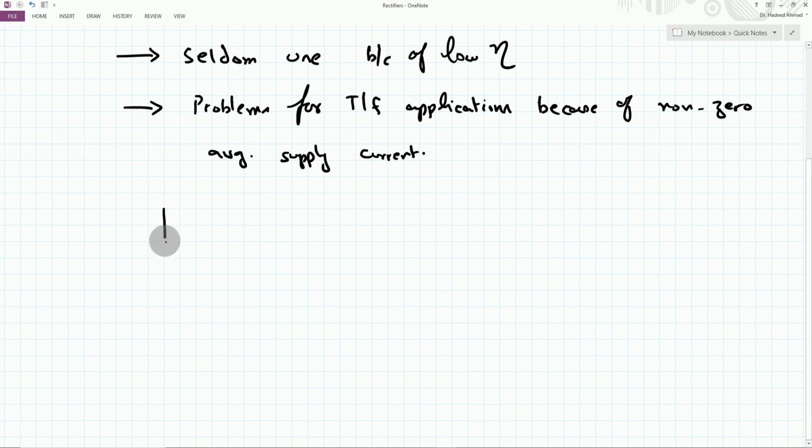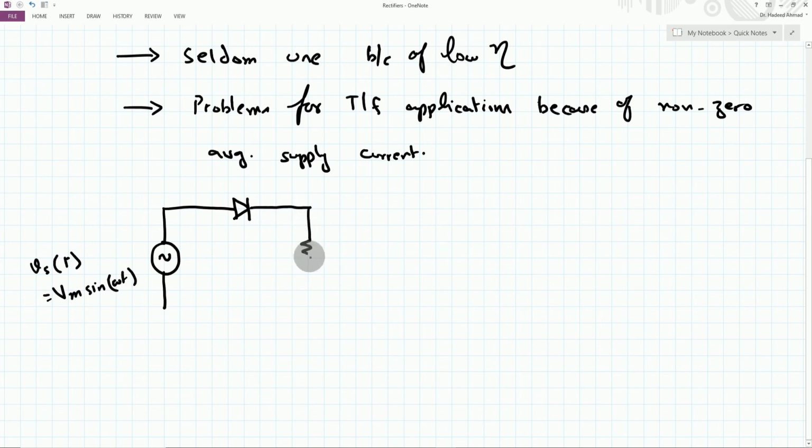So we have, let us say, this is our supply. This is Vs(t), which is equal to Vm sine omega t. We only have one diode here, and here we have this resistance. This is a very simple circuit. We have this V0, this is ID, this is plus minus VD.